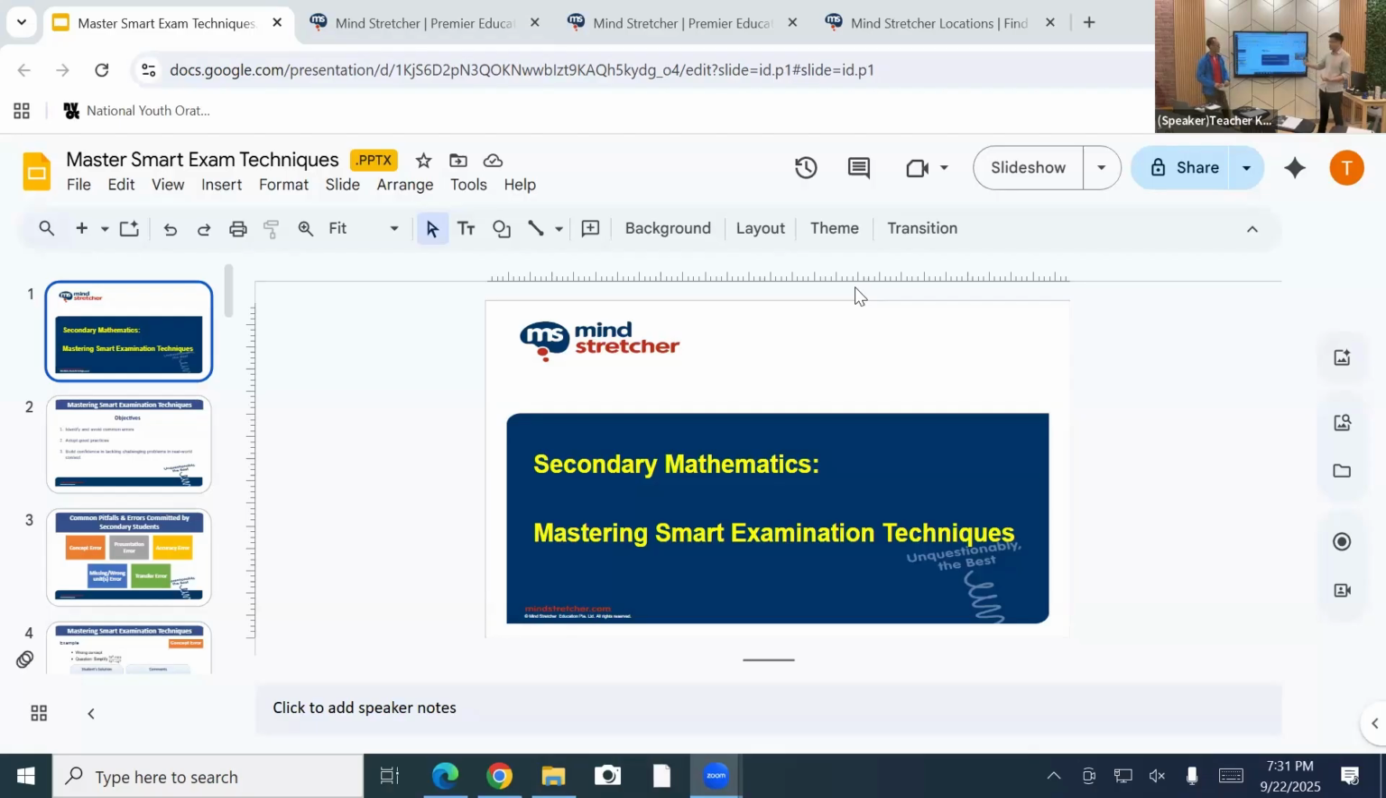Tonight we are going to go through some of the tips and techniques that will be useful for you as you go through Sec 1, Sec 2, Sec 3, or Sec 4 mathematics. To keep it interactive, anytime you have questions, feel free to raise your hand and ask. The people online can also type in the chat, and we will be happy to address that. You will also see some questions in front of you that we will go through later.